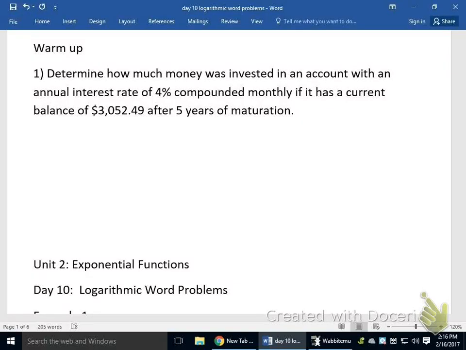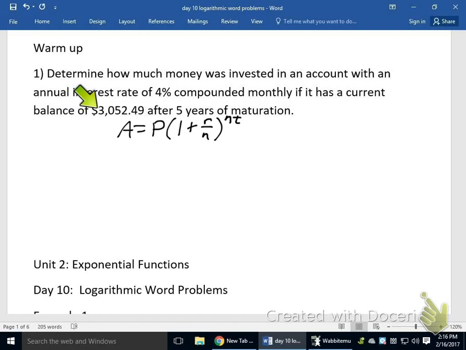For this first problem that was on the warm-up, I'm going to go ahead and do that since it is tied into what we're doing today with logarithmic word problems. You need to remember the formula that the amount in account equals the principal times 1 plus the rate divided by number of times compounding, raised to the number of times compounding times your time in years. So what you're going to go ahead and do here is plug in your information.